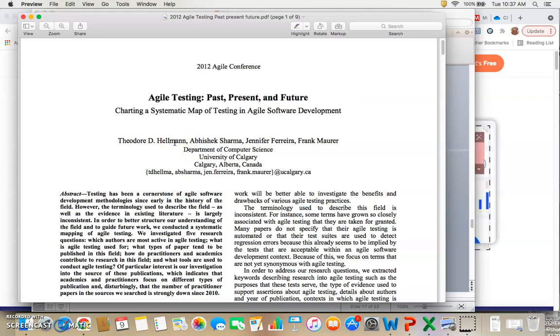Okay, this is interesting, where you can find other experts, other scientists, who are working in a similar area as you. So this paper is titled Agile Testing: Past, Present and Future, Charting a Systematic Map of Testing in Agile Software Development. And this is the list of authors from the University of Calgary in Canada.